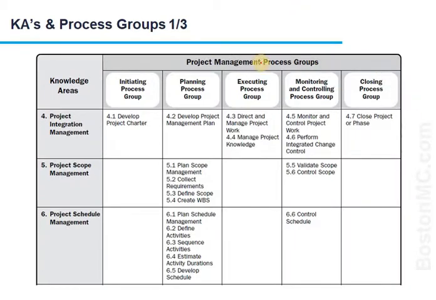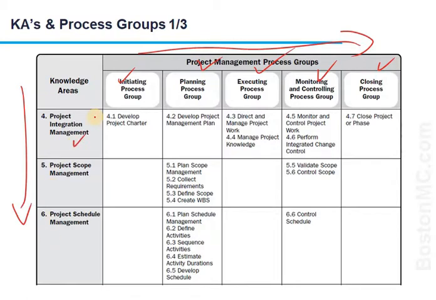So here you have on this chart the knowledge areas shown going down, and then you have the process groups at the top: initiation, planning, executing, monitoring and control, and closing. And then down here you have integration, scope, schedule, and there's a couple of other slides that will have the remaining knowledge areas.